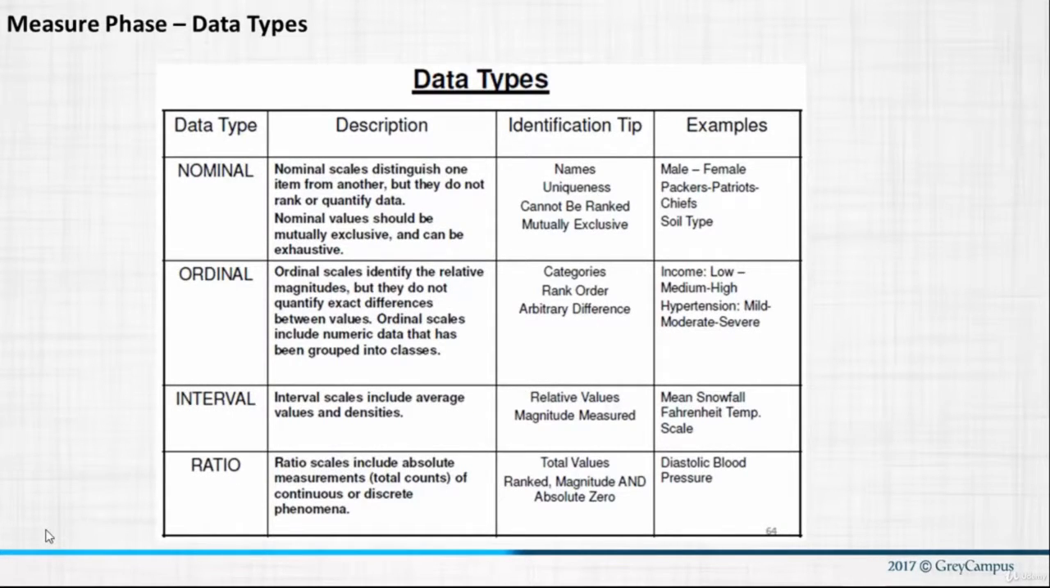Nominal data, you can see, is names. They are independent categories. Ordinal data has some sort of rank associated with it. It could even be tall, medium, short. It can be gold, silver, bronze.